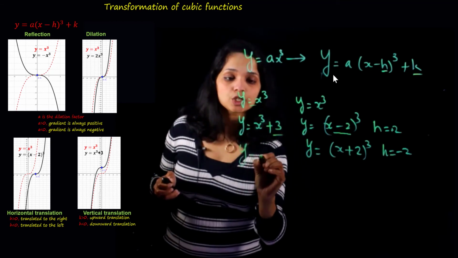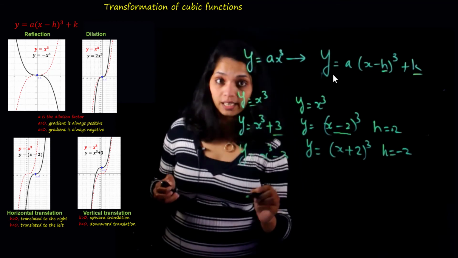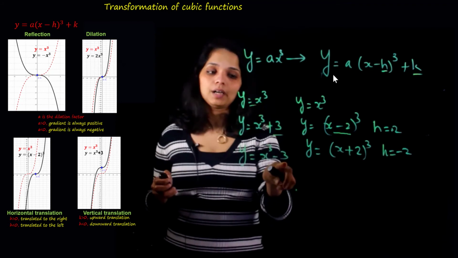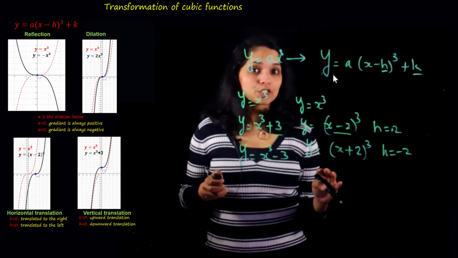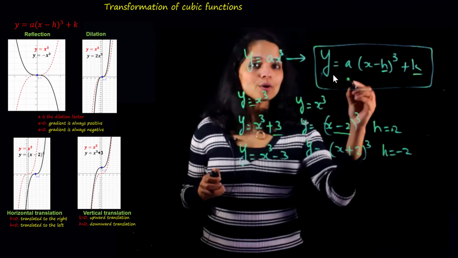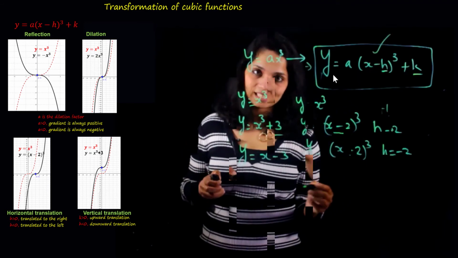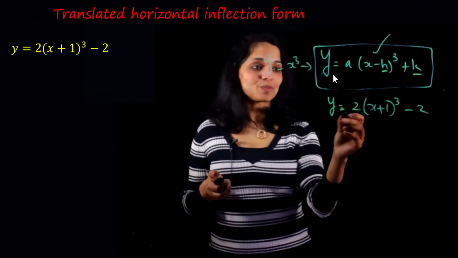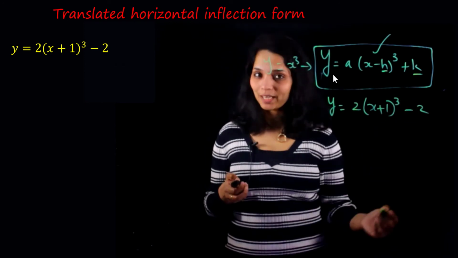So if the equation was y equals x cubed minus 3, then it would have been shifted down by 3 units. That's all about the transformations. Now let's have a look at how we can plot a cubic function if this form is given. Okay, let's now plot this function, y equals 2x plus 1, the whole cubed, minus 2.